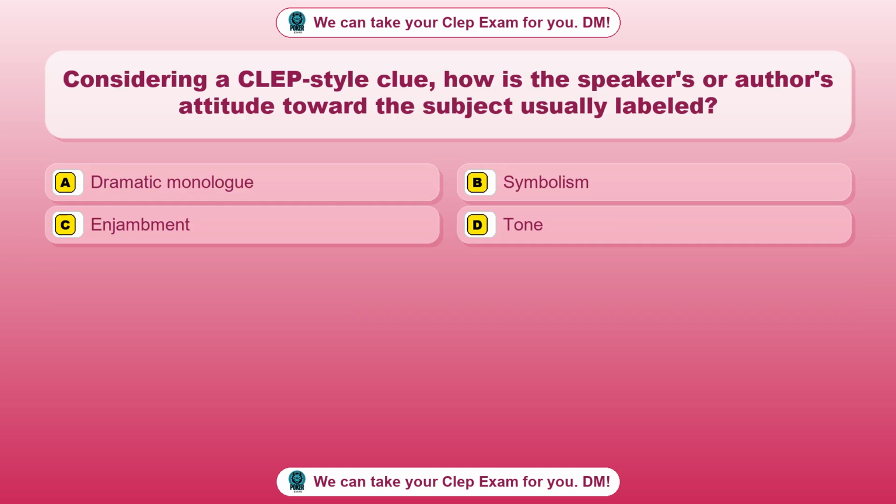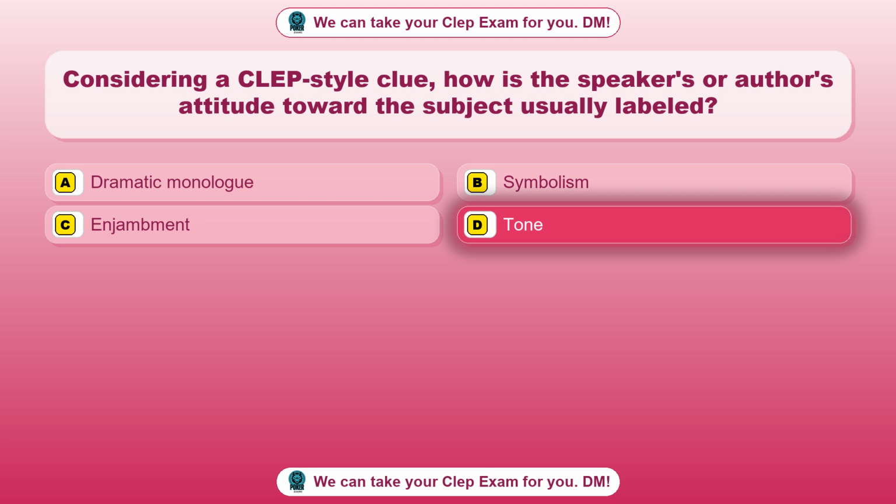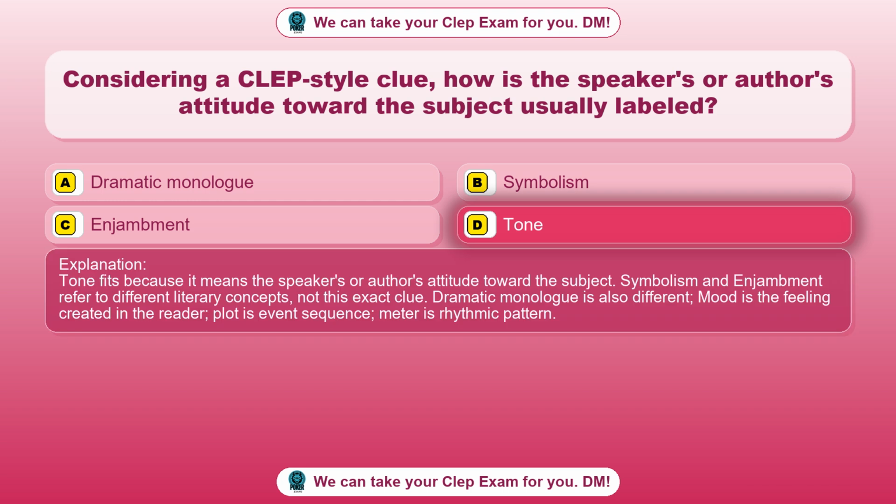Question 80. Considering a CLEP-style clue, how is the speaker's or author's attitude toward the subject usually labeled? Option A, Dramatic monologue. Option B, Symbolism. Option C, Enjambment. Option D, Tone. The correct answer is option D, Tone. Tone fits because it means the speaker's or author's attitude toward the subject.